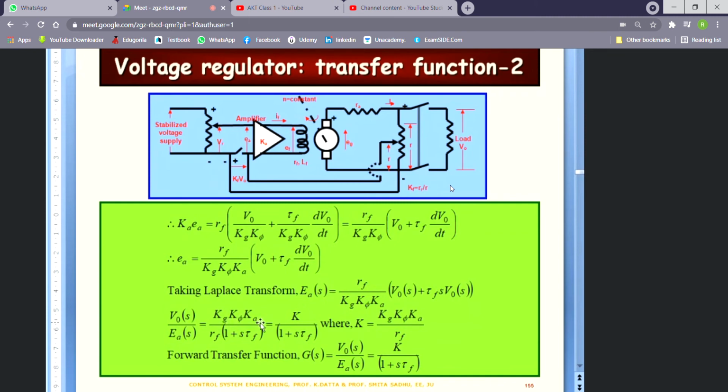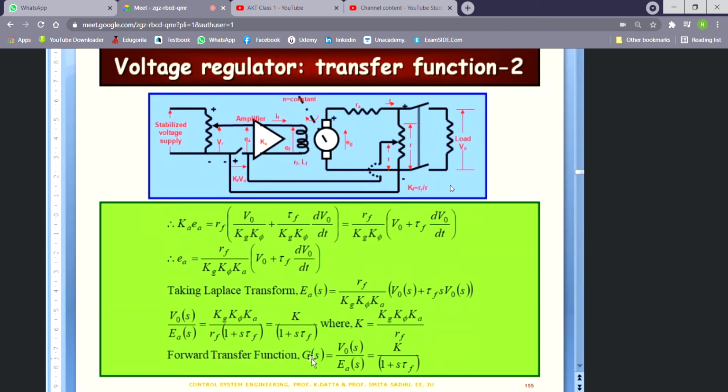So Kg K5 Ka by Rf into 1 plus s tau f. Now we can see that Kg is a constant, K5 is a constant, Ka is a constant, as well as Rf is a constant. All those things taken together give another constant, say capital K, so VO(s) by EA(s) is some constant by 1 plus s tau f. The forward path transfer function becomes very simplified, a first order transfer function, with the constant by 1 plus s tau f as the form that we have.